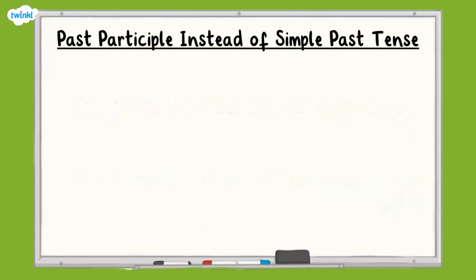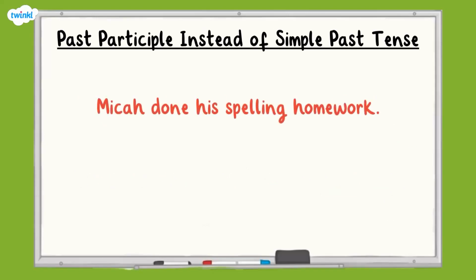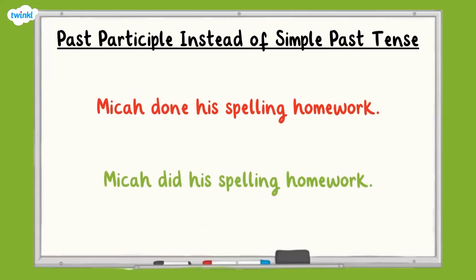Here is another common mistake where the past participle is used instead of the simple past tense. "Micah done his spelling homework" should be, "Micah did his spelling homework".